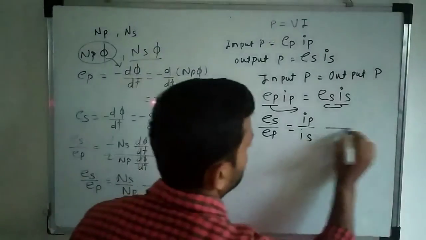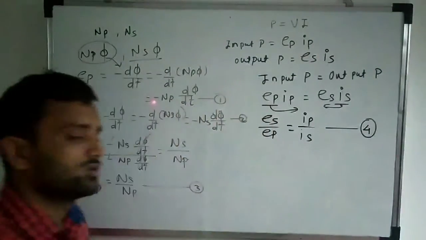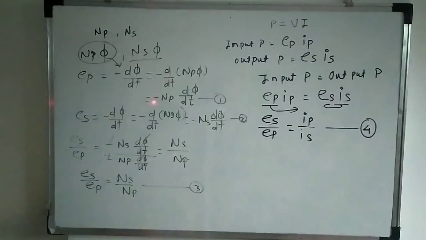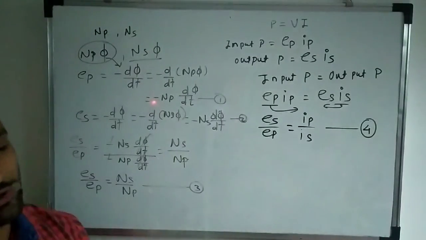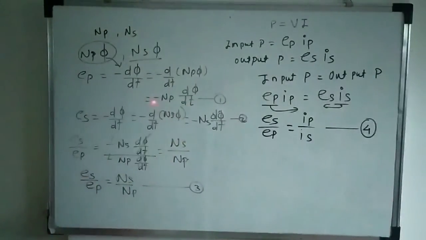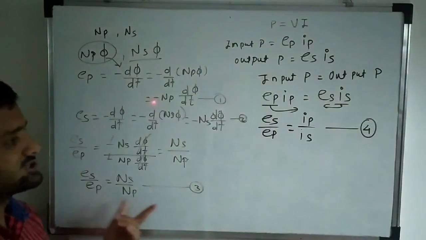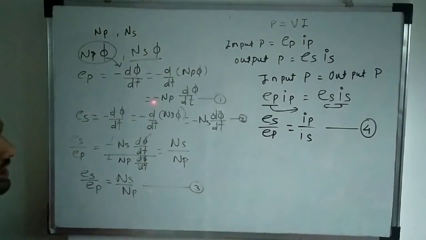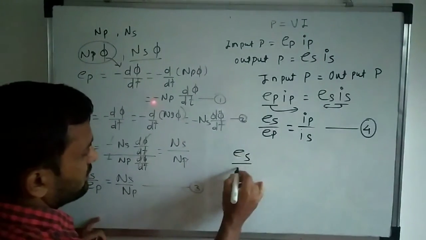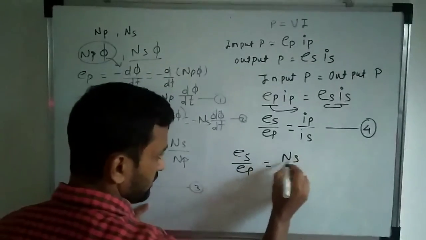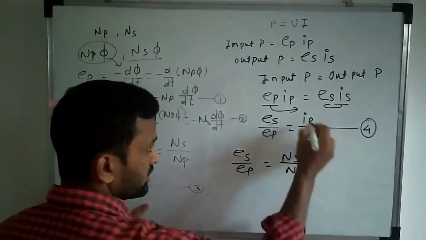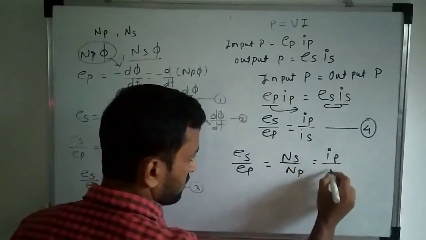Consider this as equation number 4. What similarity can we observe between equations number 3 and 4? In equation 3 and equation number 4, the left sides are the same. So we can say that the right sides must be the same. So finally we can write ES upon EP is equal to NS upon NP, and here we can write IP upon IS.